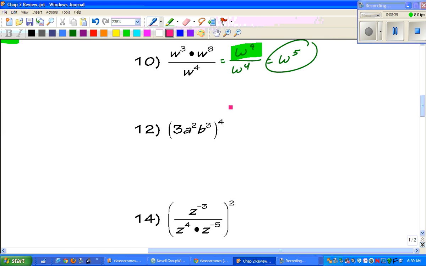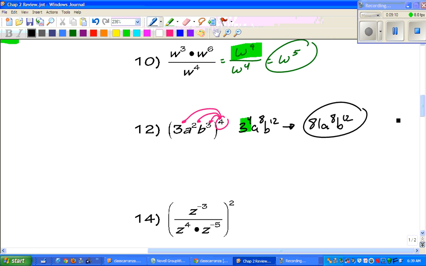All right, 12. Go ahead and distribute the 4. So you get 3 to the 4th, a, and you're going to multiply those to the 8th, and b to the 12th. 3 to the 4th we've already talked about. 3 times 3 times 3 times 3, and that gives us 81. A to the 8th, b to the 12th.